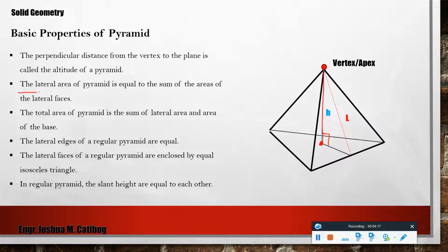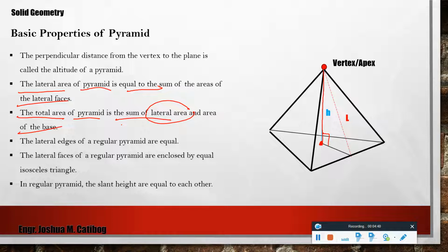Okay, the lateral area of a pyramid is equals to the sum of the areas of the lateral faces. Same lang po ng kay prism. So same lang din po ng total area. Total area of a pyramid is the sum of the lateral area and the area of the base. Alin po yung lateral area? Yung pong mga pisngi, or sabihin natin tabihan ng ating pyramid.